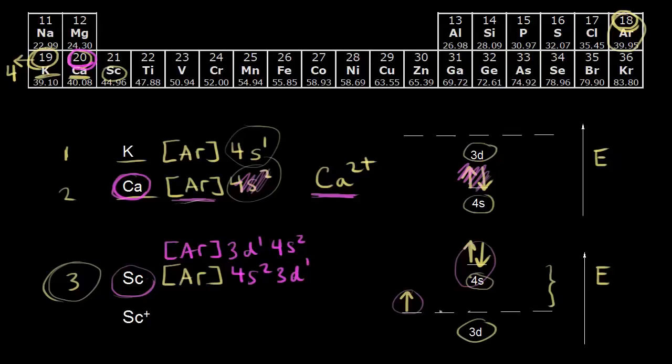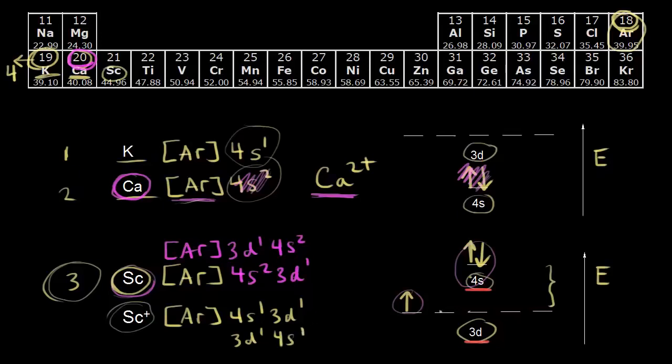How do we know that the 4s orbital is actually higher energy than the 3d orbitals? We know this from ionization experiments. For example, if you form the scandium plus 1 ion, the electron configuration for the scandium plus 1 ion, so we're losing an electron from a neutral scandium atom, this turns out to be argon 4s1 3d1, or once again you could write argon 3d1 4s1.